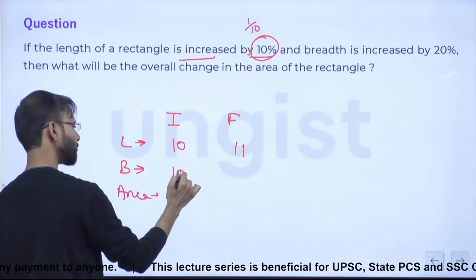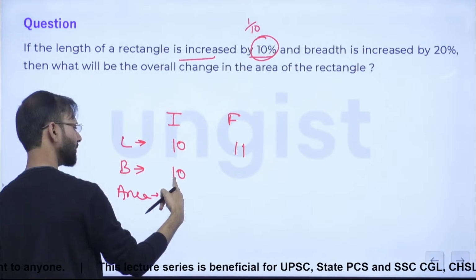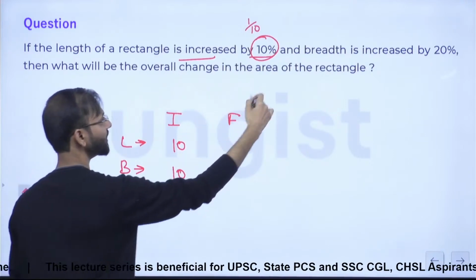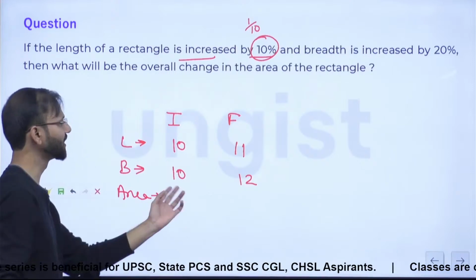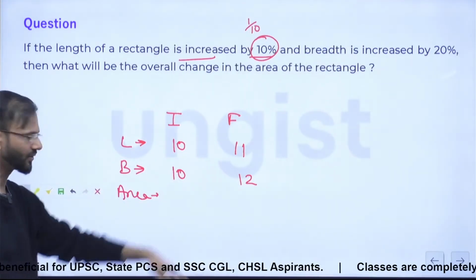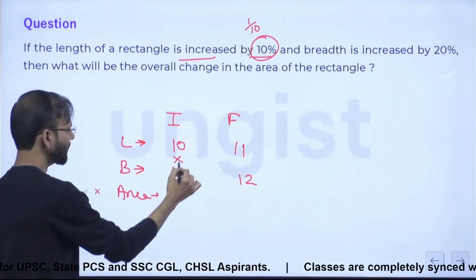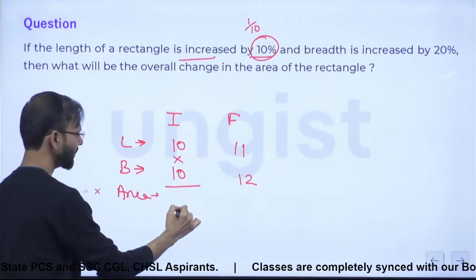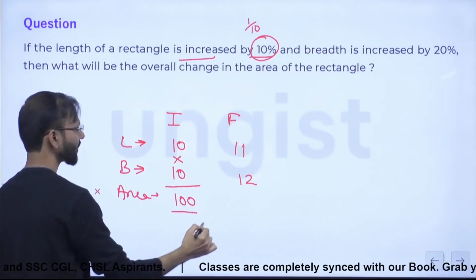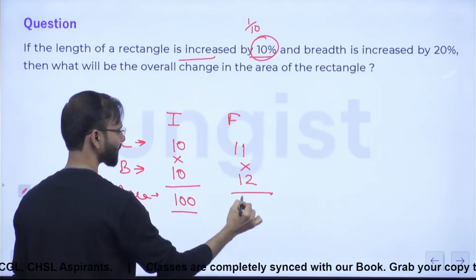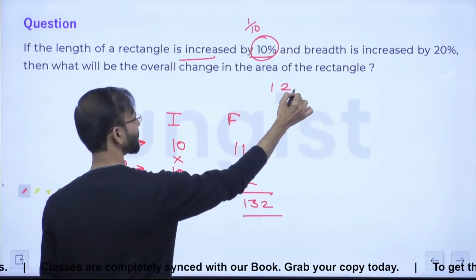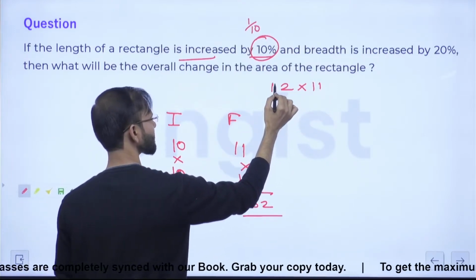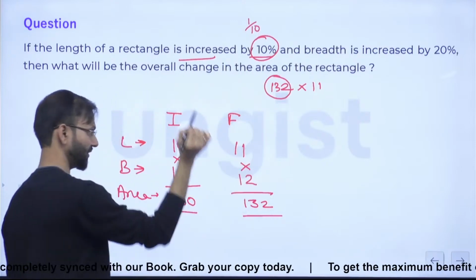Now breadth we have also assumed as 10. So if initially it was 10, then finally it will be 12, because it is increased by 20%, so it will be increased by 2. Guys, yes or no? And the area of the rectangle is length into breadth, which is 100, and this will be 132. This is like 12 into 11 we have to do. So just write the sum of these two values between them.